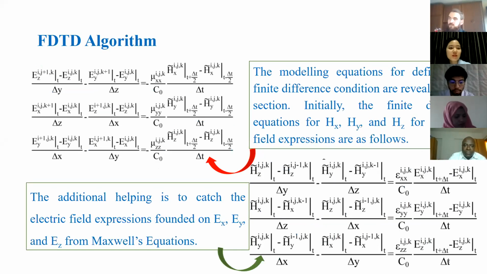This is the FDTD algorithm for magnetic field. The first 3 equations are for the magnetic field, and the last 3 equations are for the electric field.